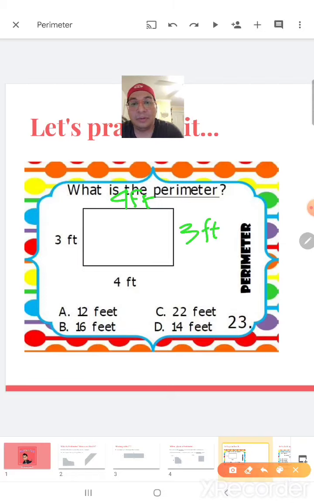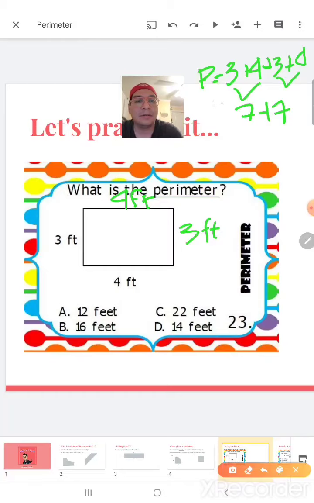So now, what do we do? We add, correct. We add our perimeter together. So perimeter is equal to 3 plus 4 plus 3 plus 4. 3 plus 4 equals 7, plus 7, right? This is also 7. That equals 14 feet.